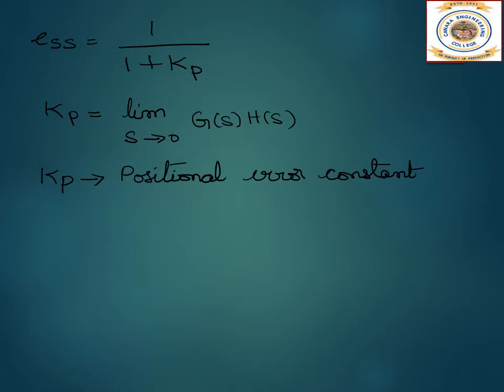What is the steady state error? Steady state error ESS is given by 1 by 1 plus KP. Okay, next let us consider the ramp input.